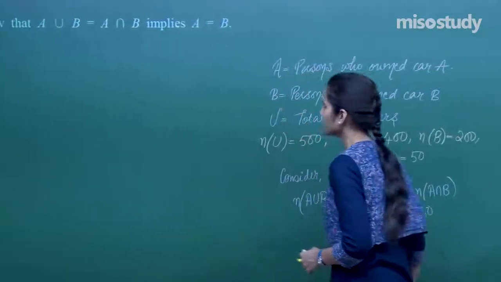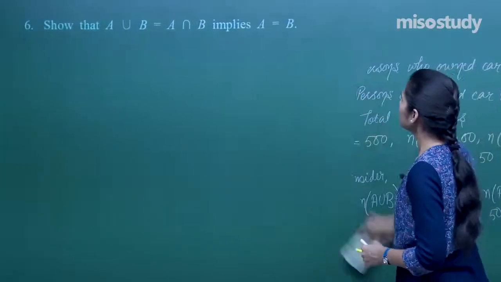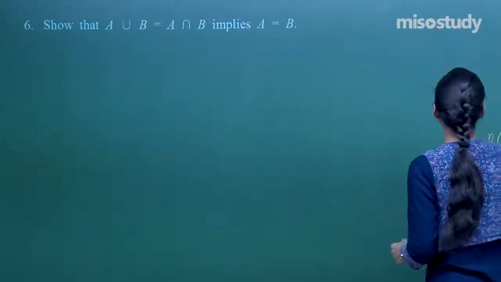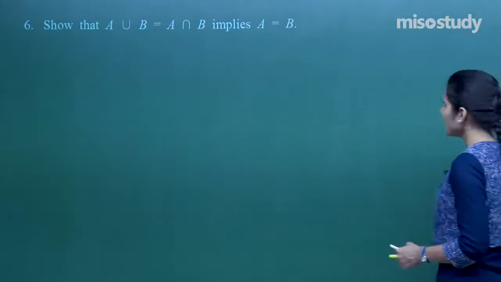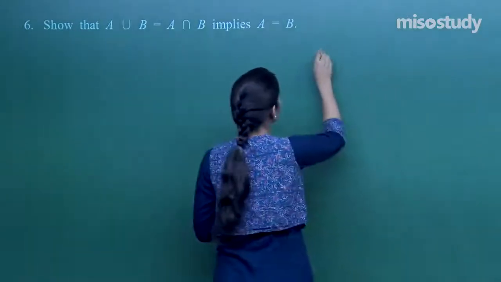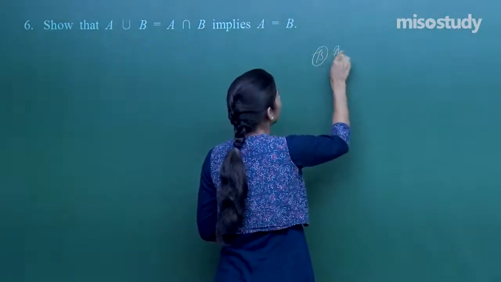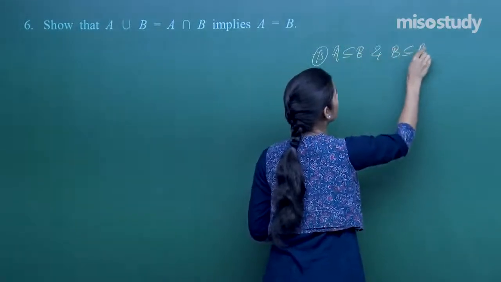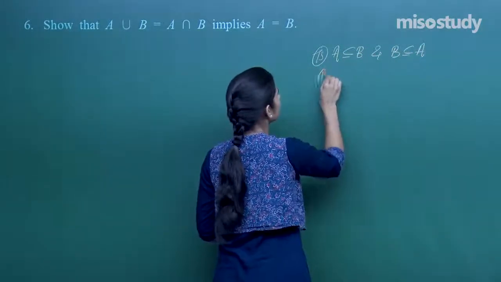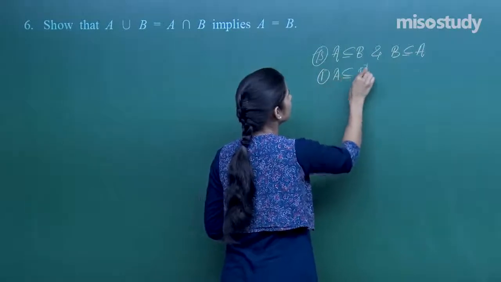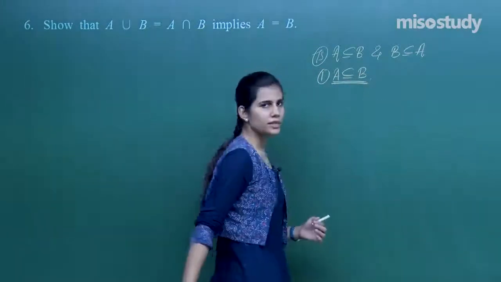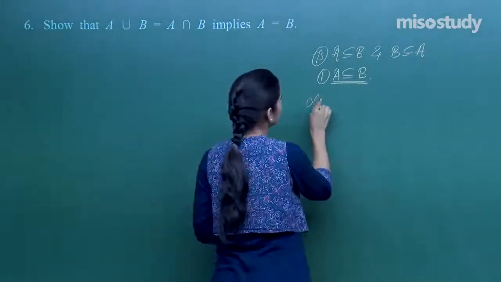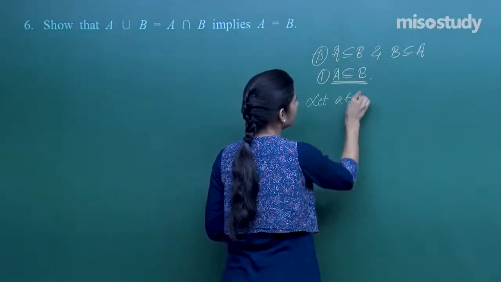Next we have, show that A union B equals A intersection B implies A is equal to B. In order to show A is equal to B, I have to show A is contained in B and B is contained in A. Firstly, A is contained in B, I would be interested in showing. So I am saying let small a be in A.